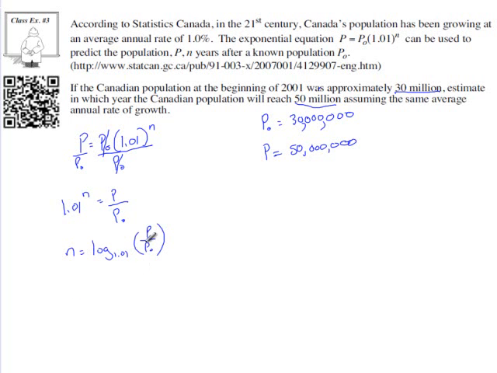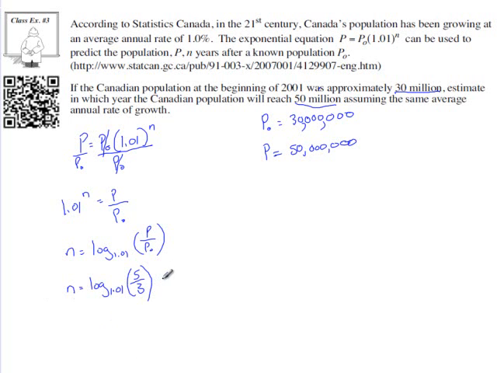Now we have all the information, we can plug everything right in. So n is equal to log base 1.01 of P divided by P0, which is 50 million divided by 30 million. All of the zeros will just cancel out. So just to save space, I can write 5 over 3 here. So there's your value for n.